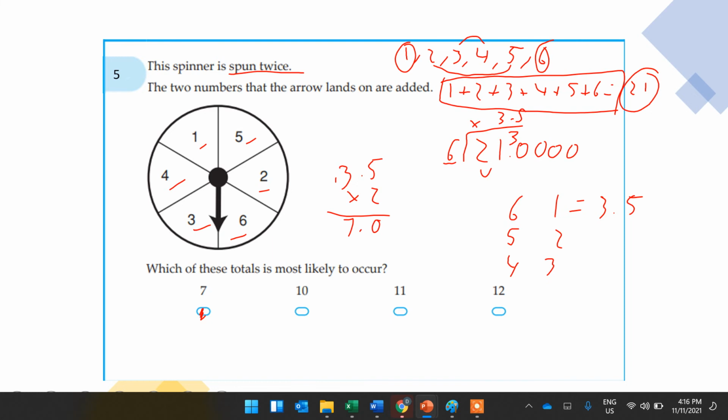The reason they asked to spin twice is because they wanted a whole number. They didn't want a 3.5 as an answer. Halfway between 3 and 4 is no good. It's much too tricky for younger students.